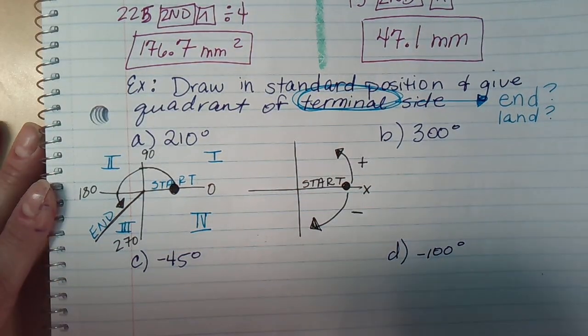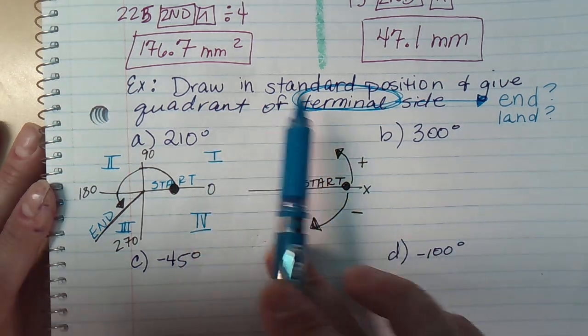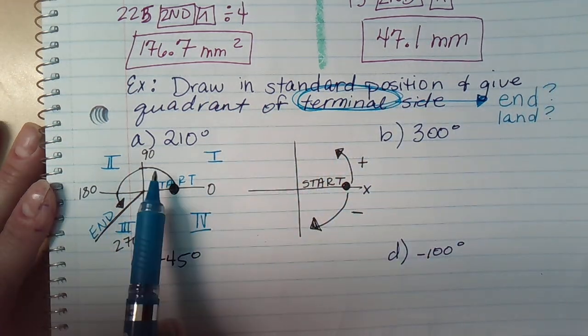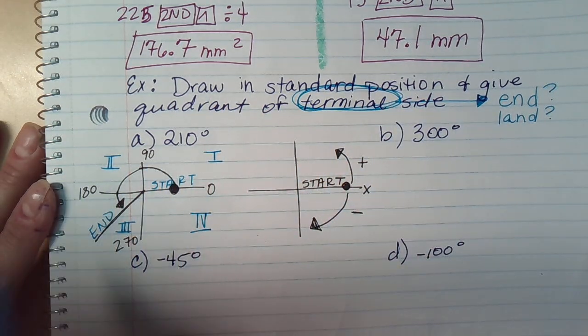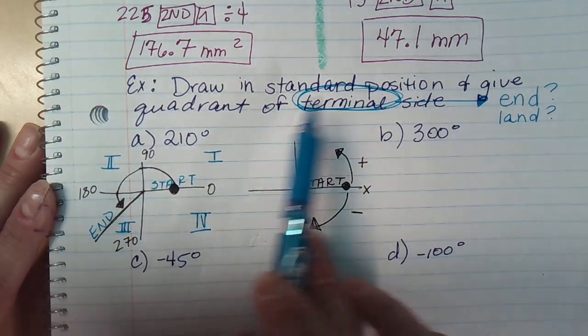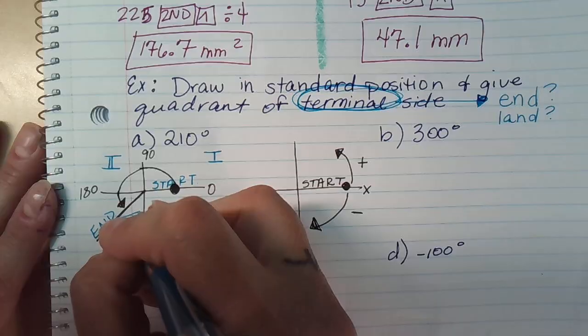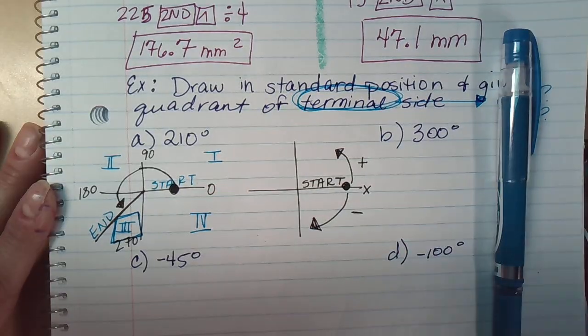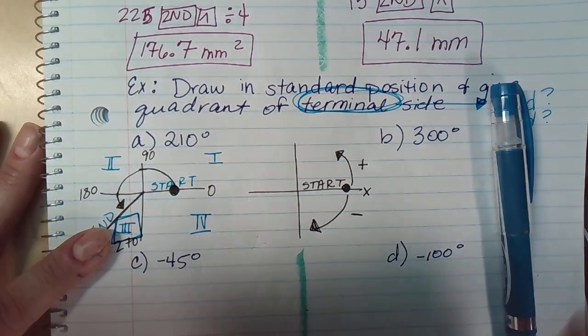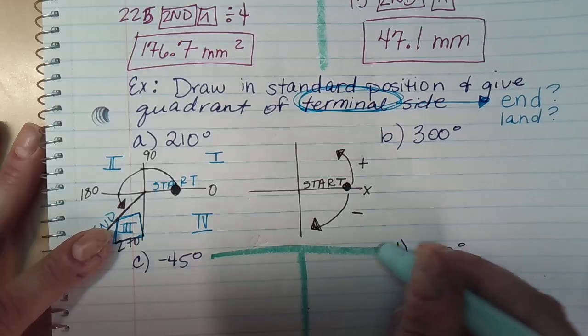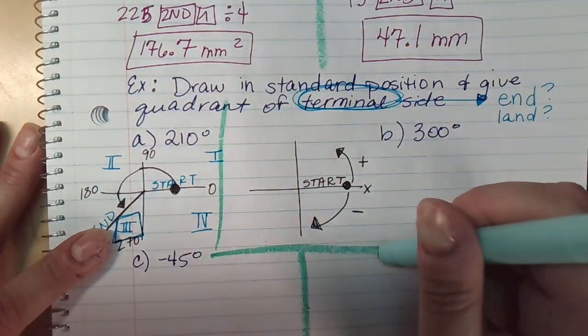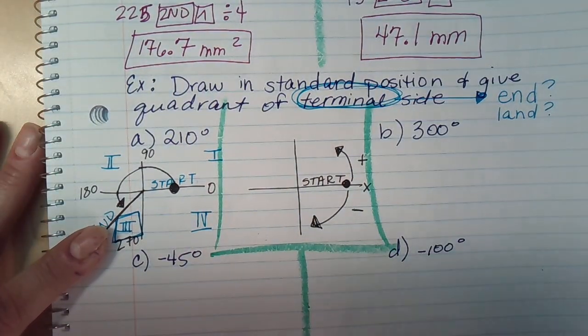Okay, so it said draw the angle in standard position. We did. It's this arrow thing. Okay, then it says give the quadrant of the terminal side. Well, we're in quadrant 3. Okay, let's go to part B. It says 300. Same thing.